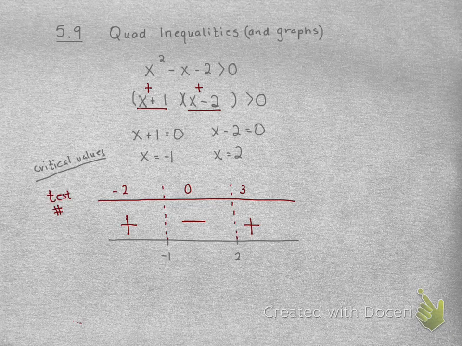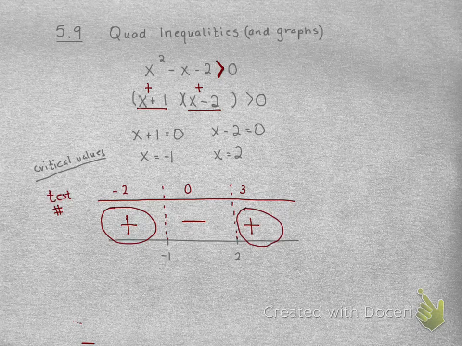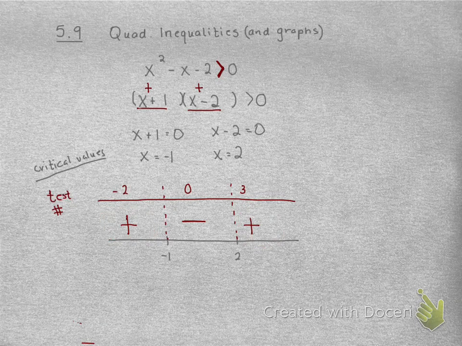Okay, so now I've got my interval table worked out. I'm going to go back to my original inequality symbol. I am looking for the x values, or the interval, I should say, where I have a positive, because I'm looking for the numbers greater than 0, which are positives. So that is this interval right here and this interval right here. So the way I state my solution is this way from -1 and this way from +2.